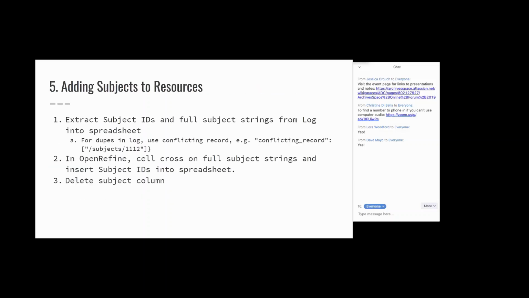I then extracted the subject IDs and full subject strings from the log back into a spreadsheet. Now for duplicates, it uses a conflicting record field, which is the response you still get from the API that says, oh, you were looking for subject 1112. So I had the log essentially have the full text string and then the ID or the conflicting subject. I'm trying to remember now how I processed them. I didn't have that offhand, but I think I just threw them in so they could process as JSON. I then threw them into OpenRefine, ran the cell cross again on the full subject strings and said, okay, now pull the subject IDs into the spreadsheet.